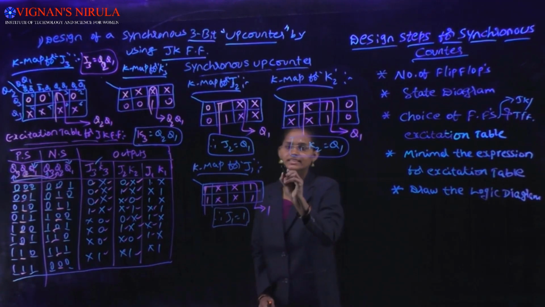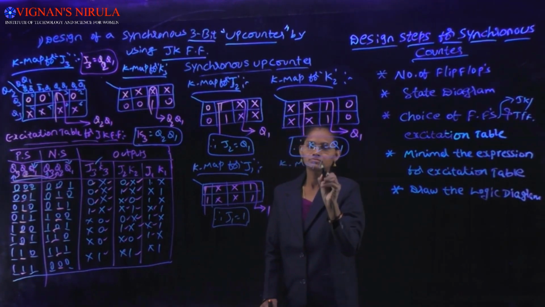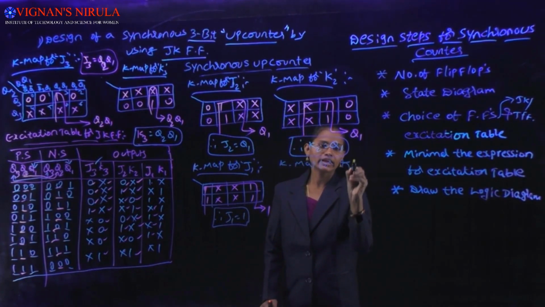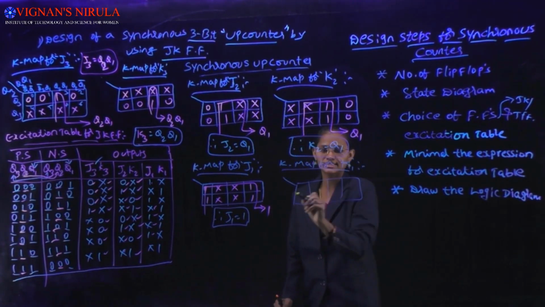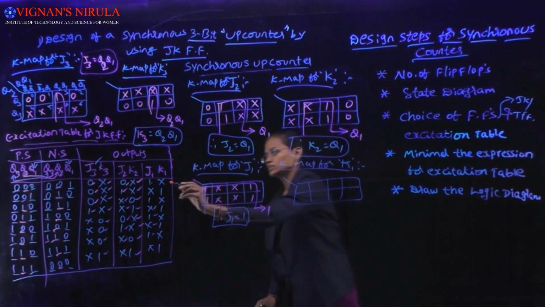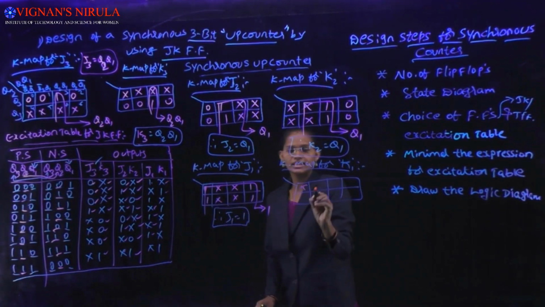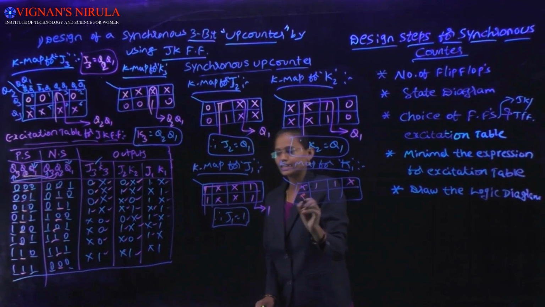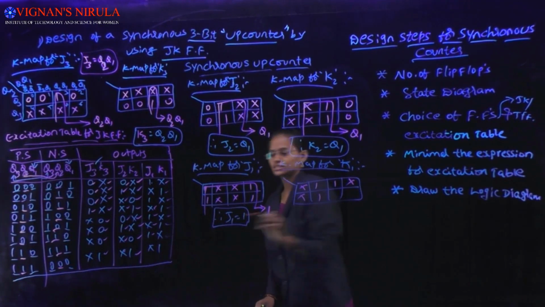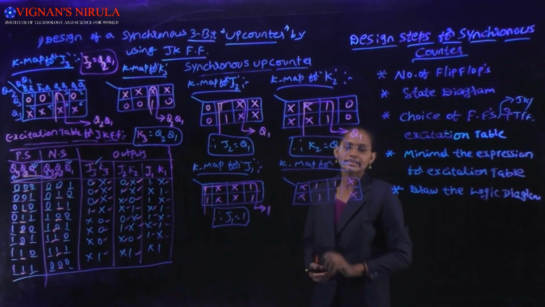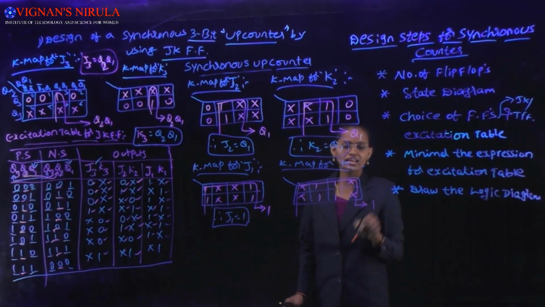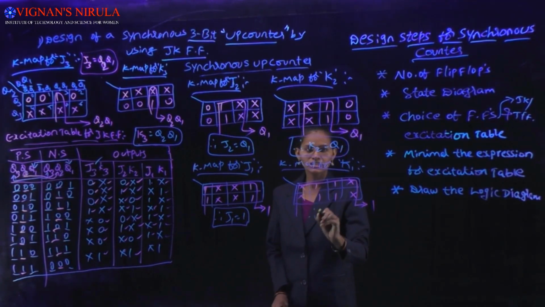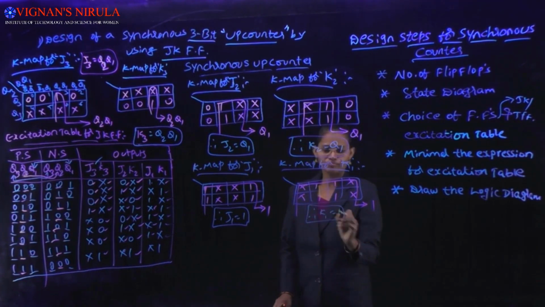Okay, and next K map for K1. This one also is an 8-cell K map structure. Here 0 cell is X, 1 cell is 1, second cell is X, third cell is 1, fourth cell is X, fifth cell is 1, sixth cell is X, seventh cell is 1. Here the grouping is these 8 cells. So finally this is 1. Finally K1 equal to 1.